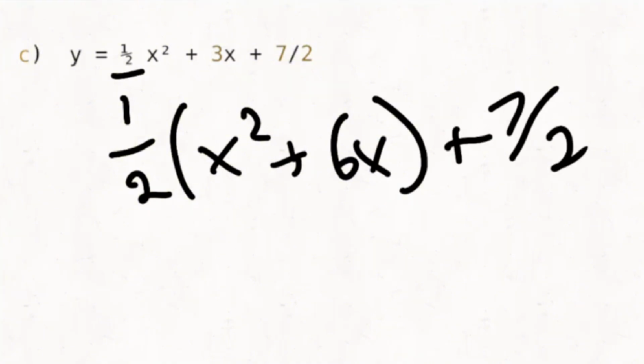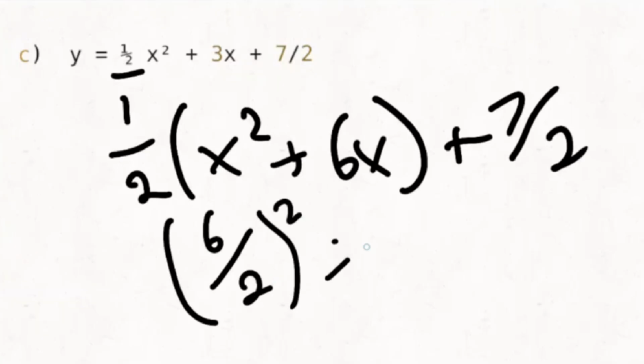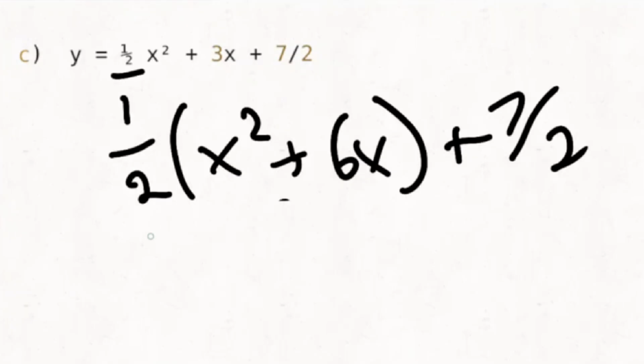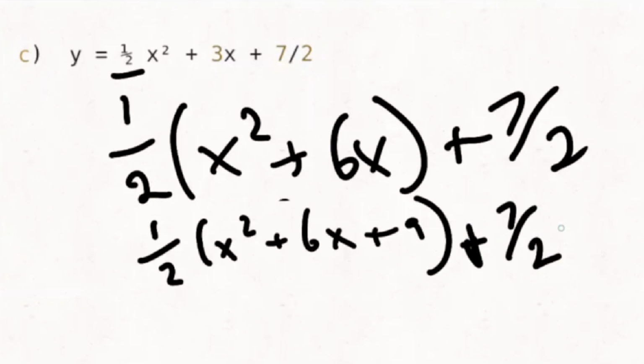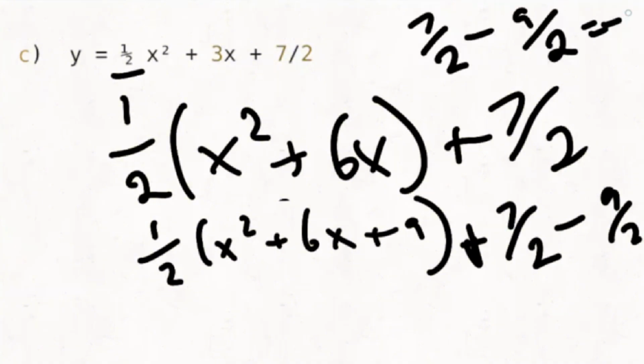So how do we complete the square? We do what we did before. We divide 6 by 2, and we square that, and that's going to be equal to 9. We're going to be getting 1/2 times x squared plus 6x plus 9. And technically we added 9/2, so we want that 9/2 to cancel out. So we will be subtracting by 9/2. And 7/2 minus 9/2 is equal to negative 2/2, which is equal to negative 1, because negative 2 over 2 is equal to negative 1.